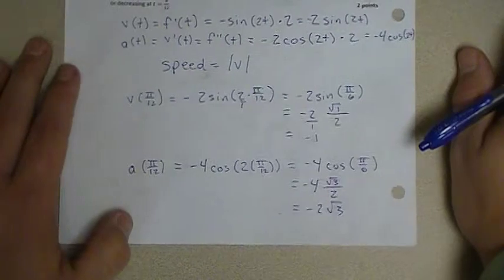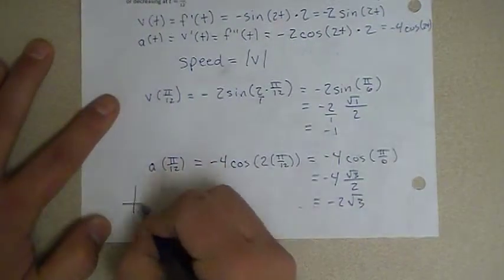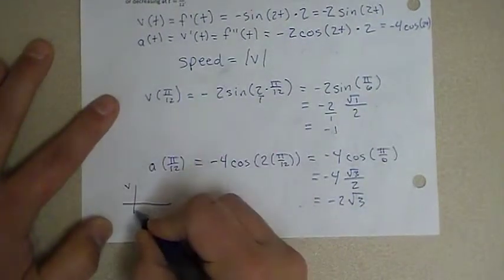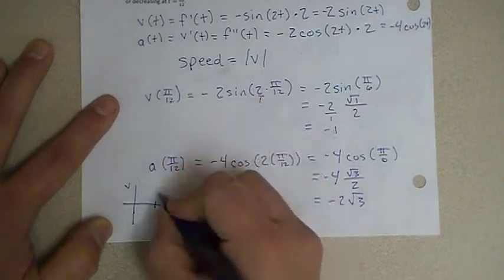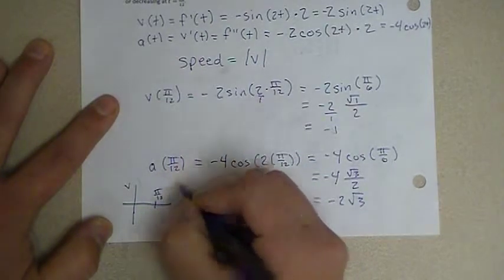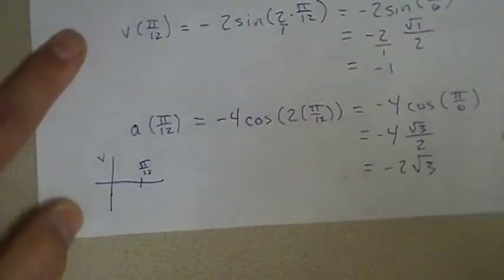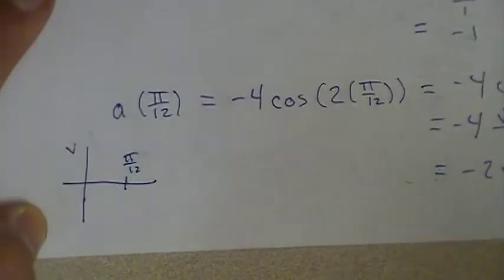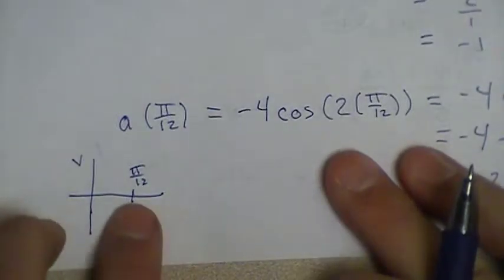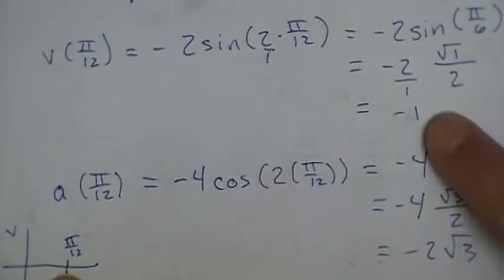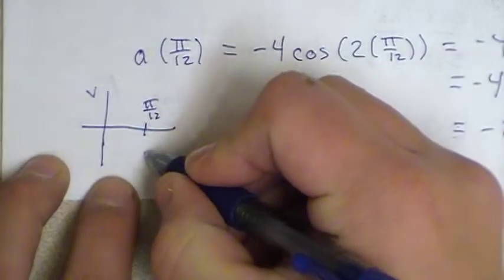Well, if you do a quick sketch of the velocity graph at the t-value of pi by 12. Let me zoom back in. I realized I zoomed out to do the left-hand thing, so let me get you back in here a little closer. So at pi by 12, we've determined that velocity is negative 1. So velocity is going to be negative.